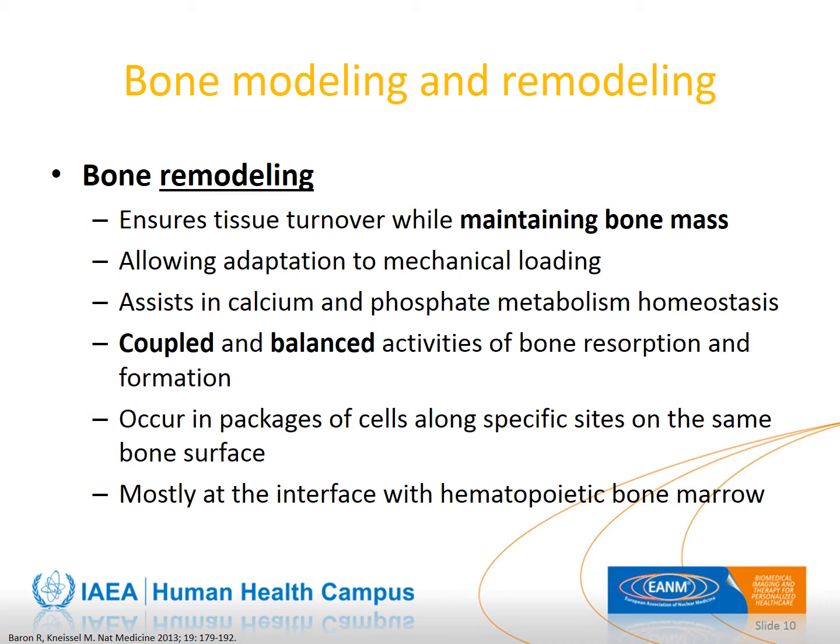Bone remodeling, on the other hand, is the second process and is responsible for tissue turnover of damaged bone while maintaining bone mass. It can also contribute to adapting to changed mechanical loading of bone, and it facilitates calcium and phosphate metabolism homeostasis. However, in contrast to bone modeling, bone remodeling is characterized by coupled and balanced activities of bone resorption and formation. It occurs in packages of cells along specific sites on the same bone surface, which is mostly at the interface with the hematopoietic bone marrow.